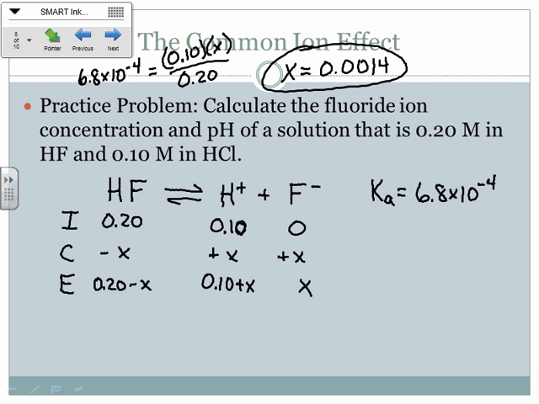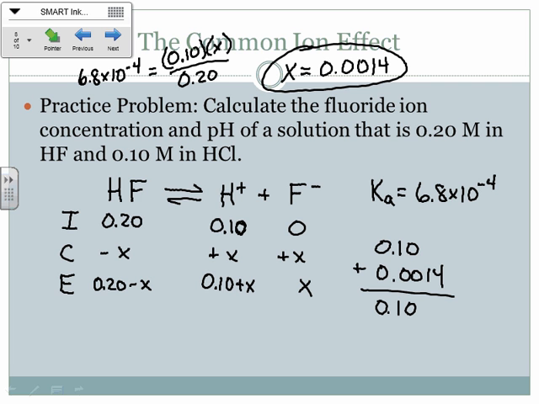All right, so our simplifying assumption, we're okay there. But that's our X value. That's not our H plus value, right? What's our H plus value to the correct number of significant figures? If I take 0.10 and I add to that my X, 0.0014, to the correct number of sig figs, the answer is 0.10.